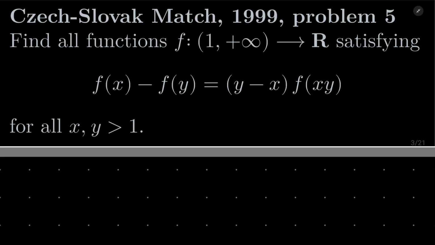Hello friends, in this video I'd like to solve the following problem from the Czech-Slovak Match 1999, problem number 5. We want to find all functions f from the interval (1, +∞), open on both sides, into the set of real numbers, satisfying f(x) − f(y) = (y − x) f(xy) for all x, y greater than 1.